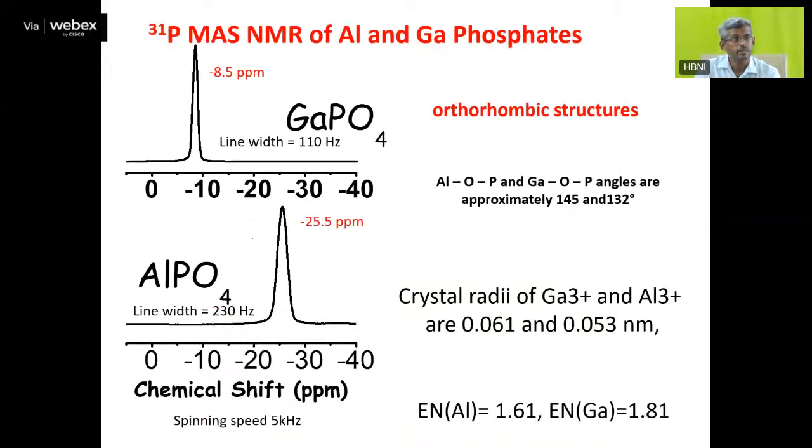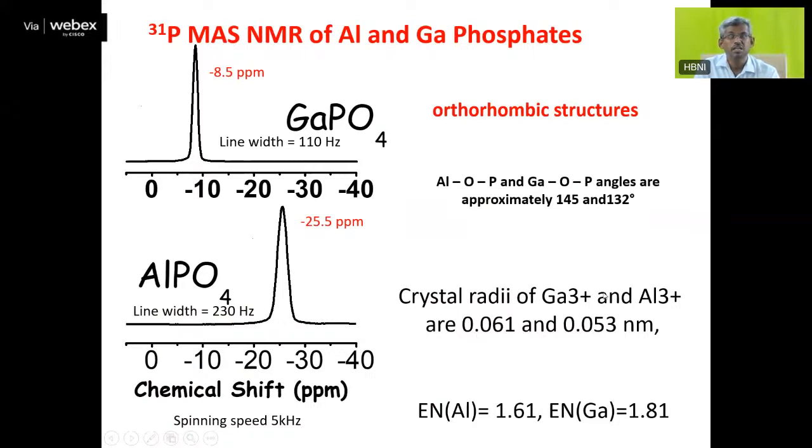What about the line width? Line width depends upon the covalent nature. The moment you have more covalent nature, the electron density is more and the chemical shift anisotropy is more. When the chemical shift anisotropy is more, the line width is more, because averaging will be less. Here, the chemical shift anisotropy is less because it is more ionic in nature compared to this one.